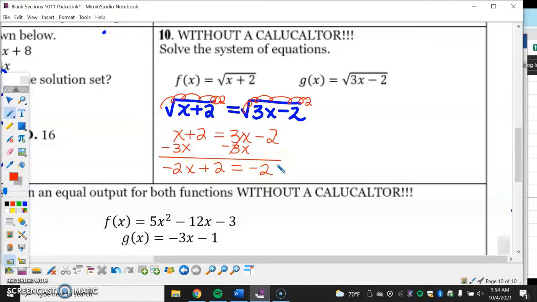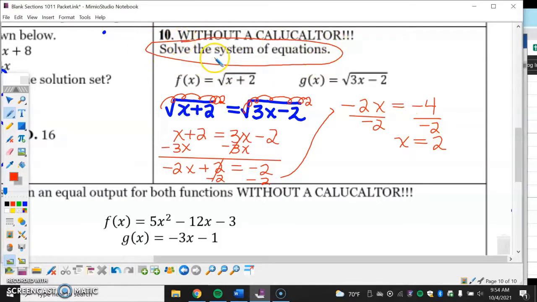See if you can solve the rest of that little equation. I could subtract 2 from both sides, and that would be negative 2x is equal to negative 4. When you divide by negative 2 to get x alone, the x value is positive 2. When this says to solve the system of equations, that means we need an ordered pair. We need to find where these graphs intersect. So I have that the x value where they intersect is 2. I found that by setting these equal to each other.